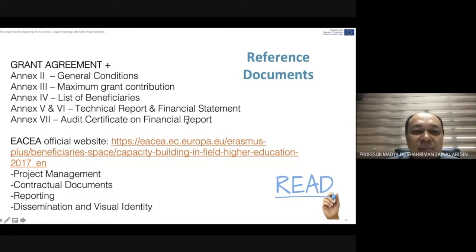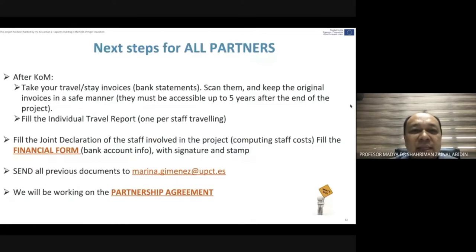And then reference document, this is the link. Meaning we have to read this link on the Erasmus Plus website, on project management, contractual documents, reporting, designation and visual identity.